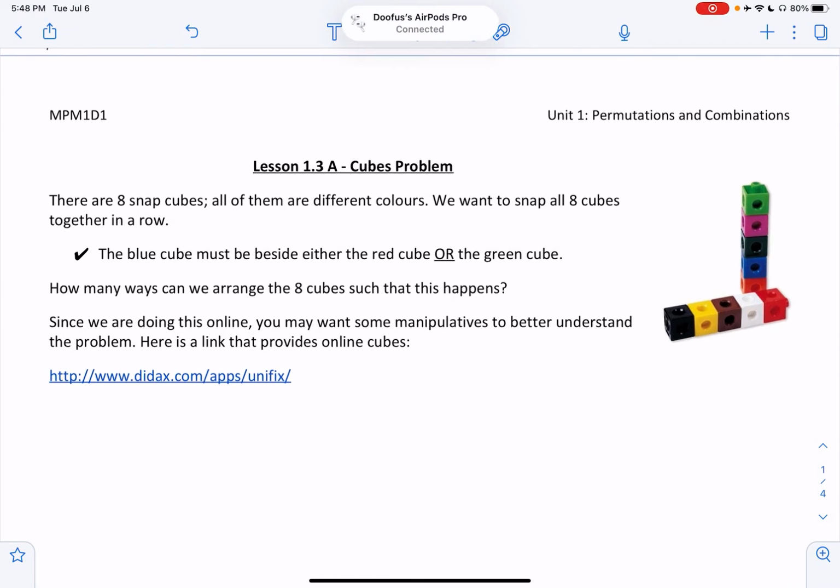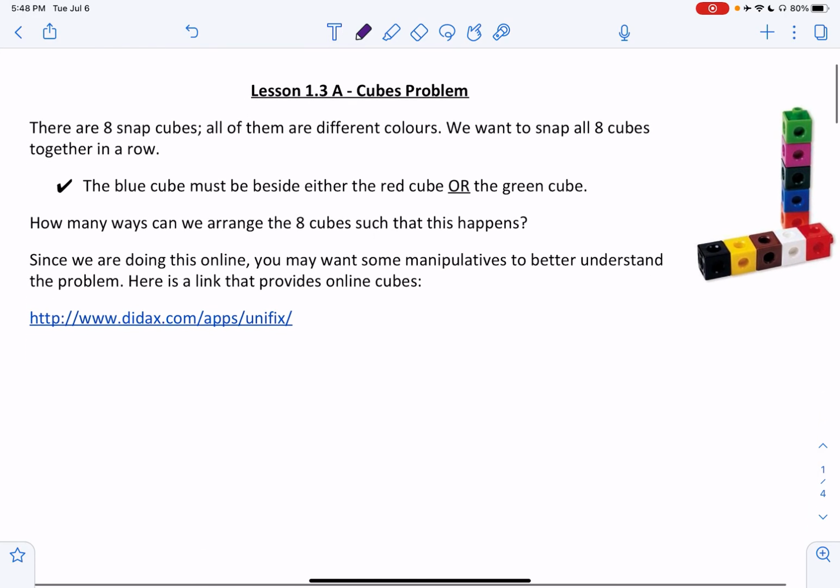For this lesson, we're going to be looking at permutations and combinations. So to start, we're going to do a little bit of an introductory problem. And in this problem, we're going to be looking at some snap cubes.